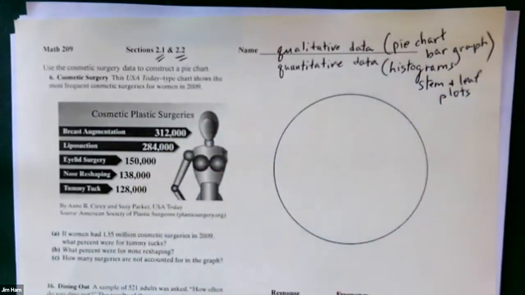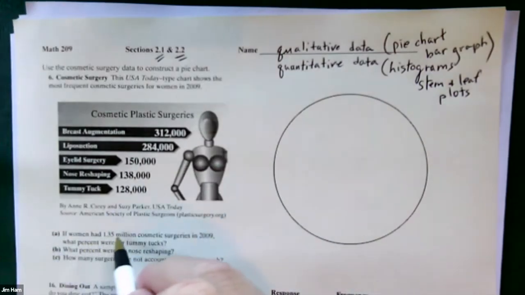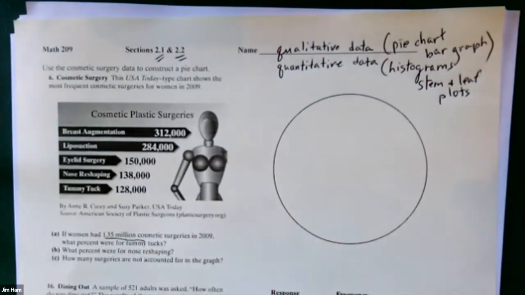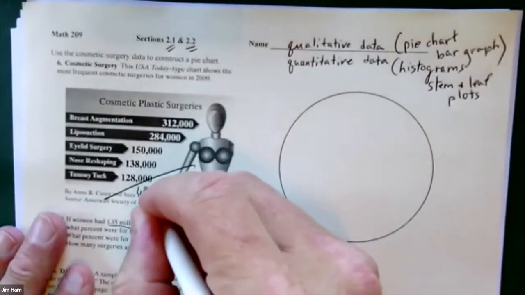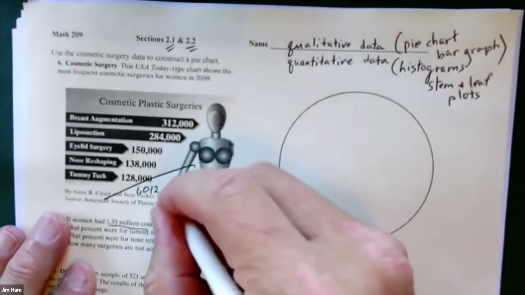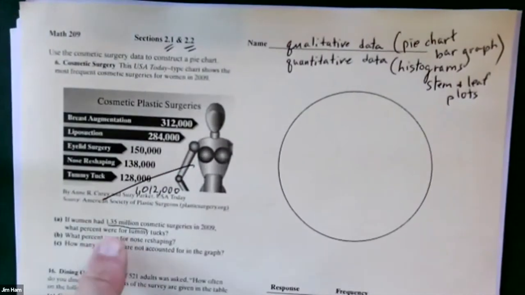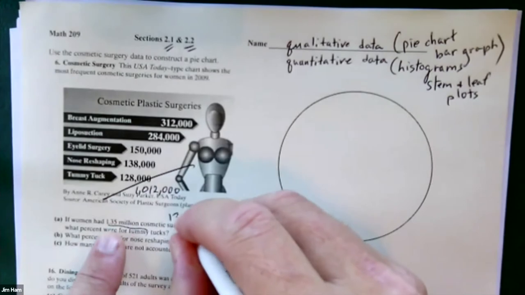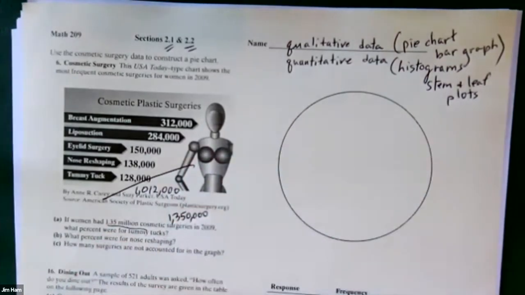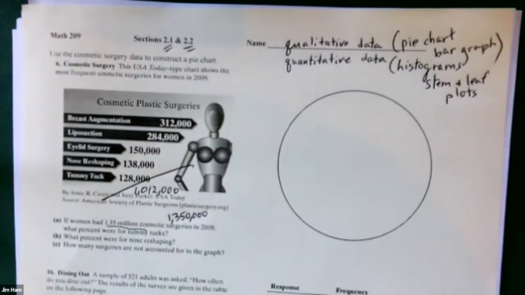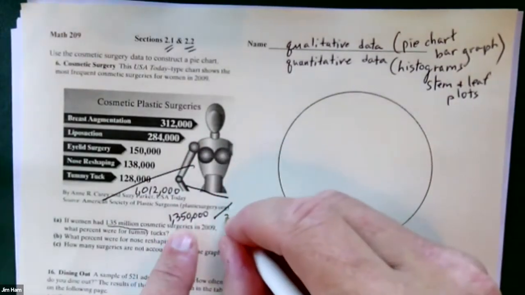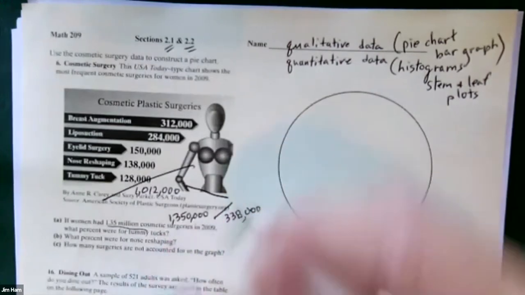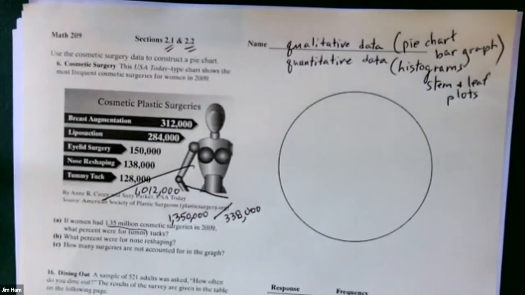Now, there's probably other plastic surgeries that have been done. They say down in part A that women had 1.35 million plastic surgeries. When you add up all of these numbers, you get 1 million and 12,000. That's the sum of all these. But we know that 1.35 million women in 2009 had some form of cosmetic plastic surgery. So there's a difference between the sum of these and the total given in part A. We're going to subtract and we're going to get 338,000. So there are 338,000 plastic surgeries unaccounted for.